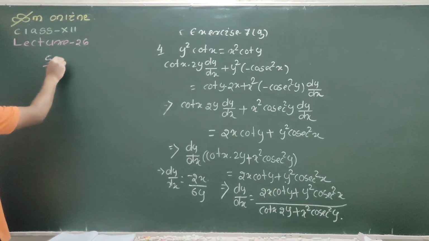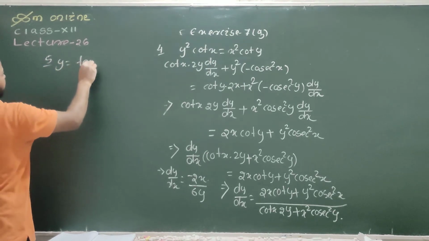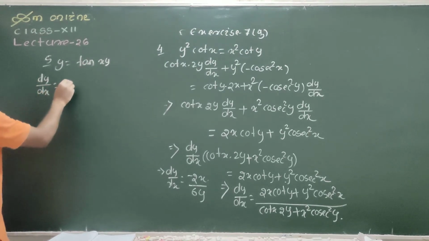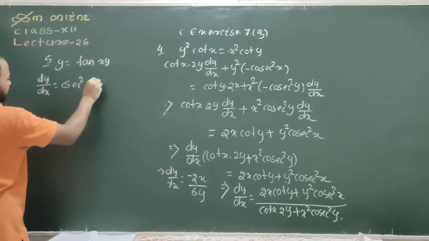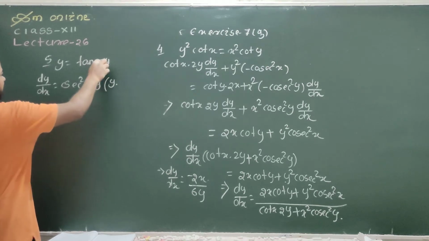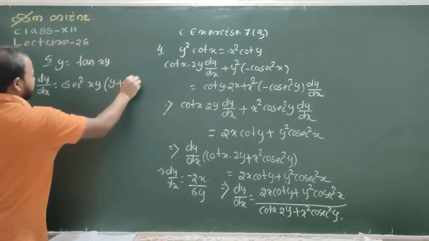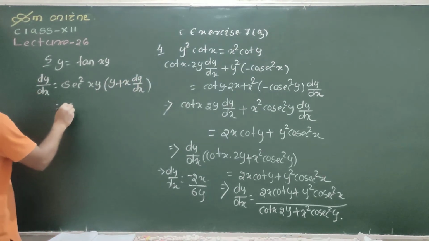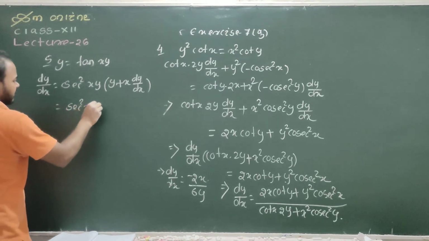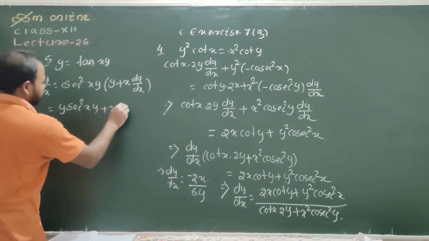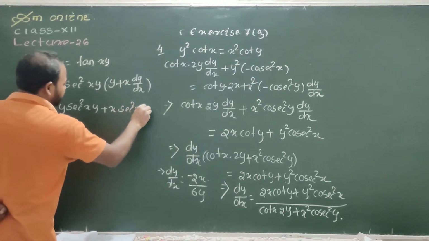Question number 5. y equals tan of xy. Then dy/dx equals sec²(xy) into the derivative of xy. This is y into the derivative of x, which is 1, plus x into dy/dx. And this equals sec²(xy) into y, that is y sec²(xy), plus x sec²(xy) dy/dx.